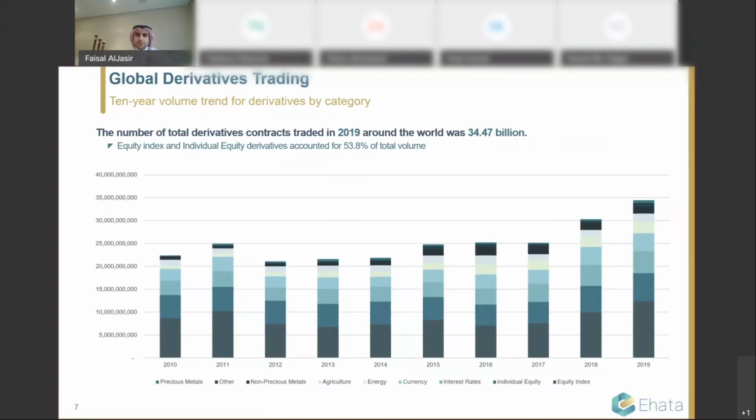Of course, derivatives are traded on both exchanges and over the counter, which is something we will be talking about, what is called the OTC market. We will soon also look at the difference between both.